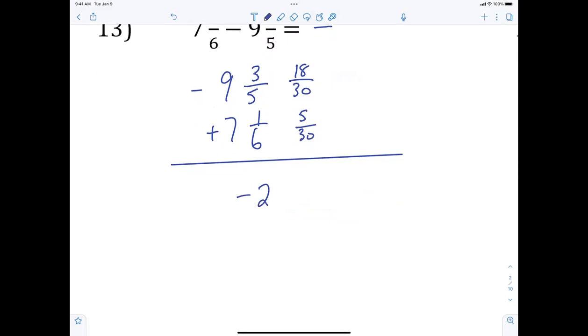Whoa, whoa, whoa. What are we doing? Right. Yay. -2 and 13 over 30. All right.